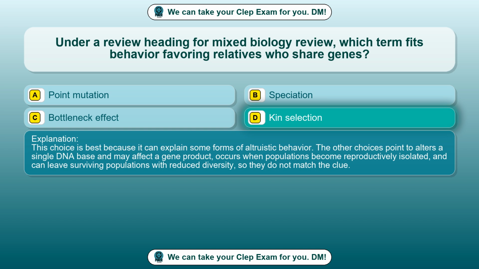The other choices point to alters a single DNA base and may affect a gene product, occurs when populations become reproductively isolated, and can leave surviving populations with reduced diversity, so they do not match the clue.